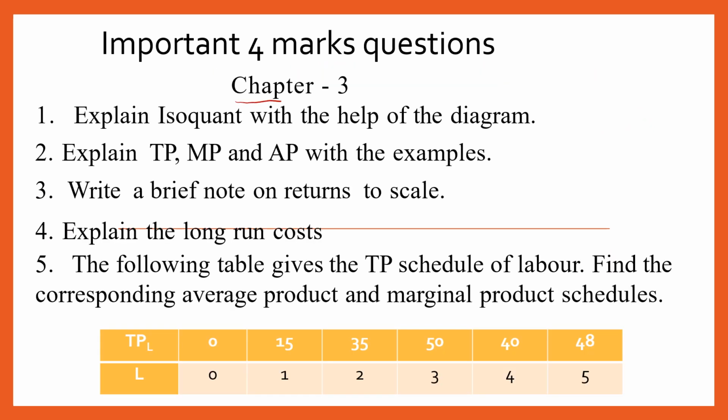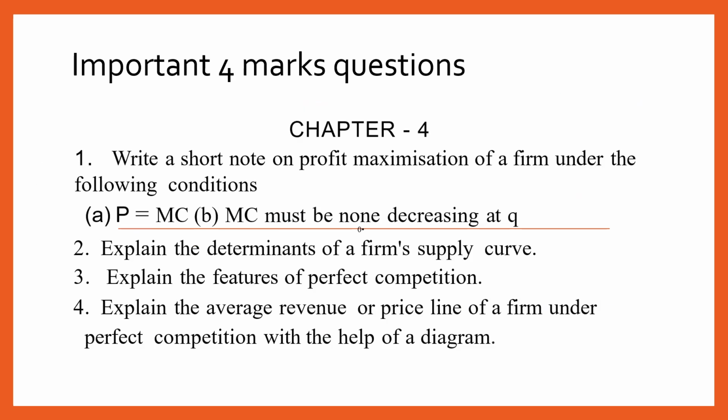From Microeconomics 4th chapter, out of these 5 questions, you can expect one 4-mark question. So 100% you can expect one 4-mark question from this chapter. And important 4-mark questions from the 4th chapter, that is theory of firms under perfect competition.